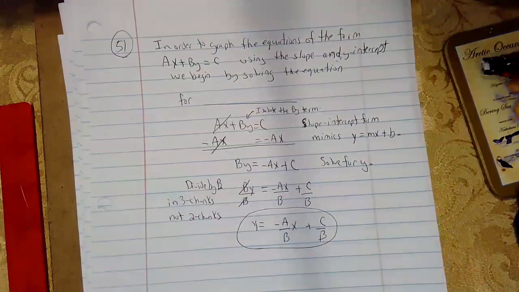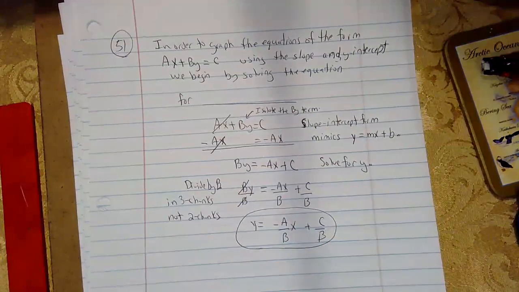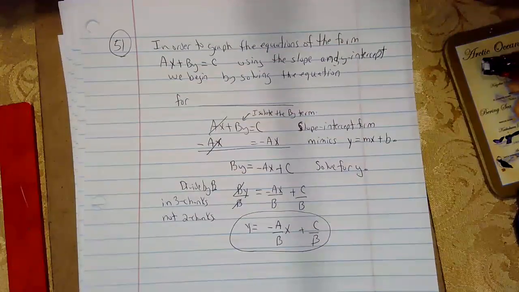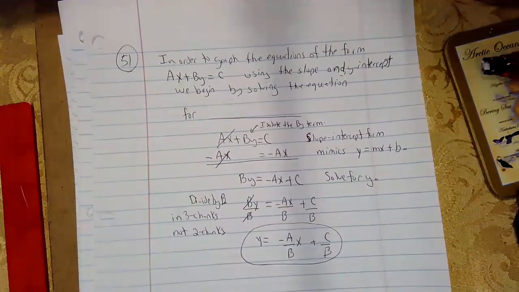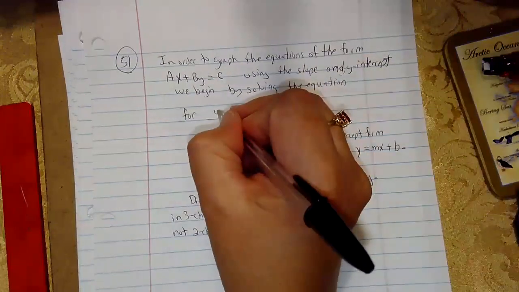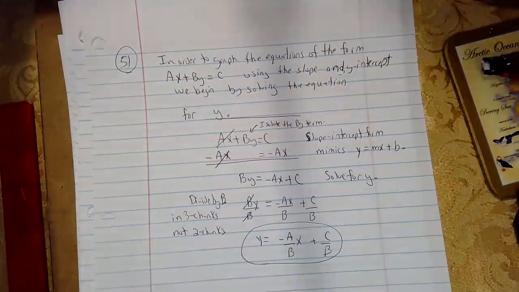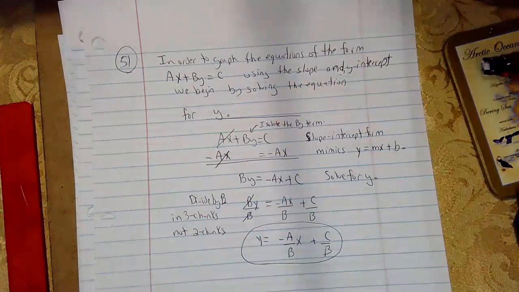So to answer the question, in order to graph the equation of the form ax plus by equals c, using the slope and y-intercept, we begin by solving the equation for y. And then we need to do that on 52.